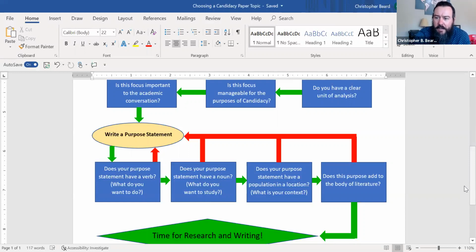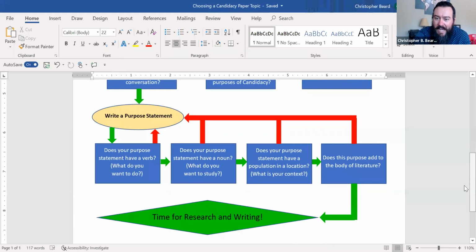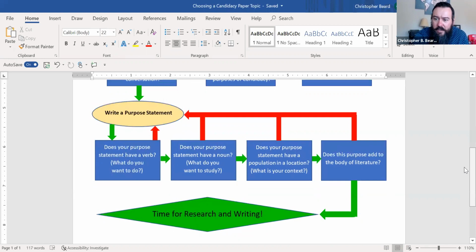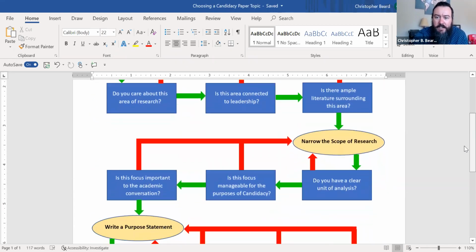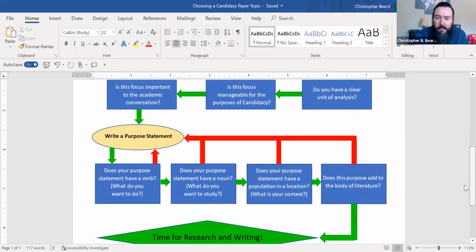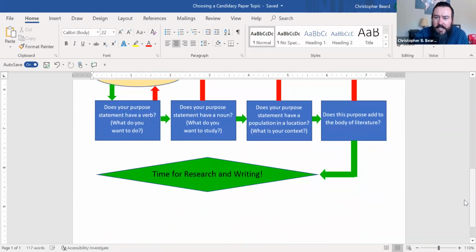And the last issue is, does this purpose add to the body of literature? When it comes to candidacy specifically and dissertation, your work needs to add to the body of literature. You're making a new connection, a new observation, a new revelation to the literature, and that's vital. That's what a PhD is all about, adding into that scholarship. So once you have identified your area of research, narrowed the scope of the research, and have a purpose statement, then it's simply time to start researching and writing.